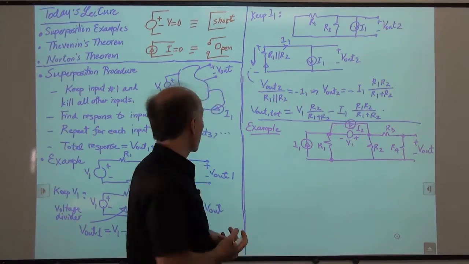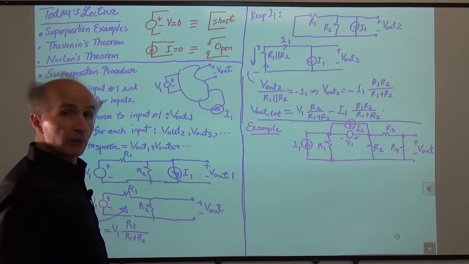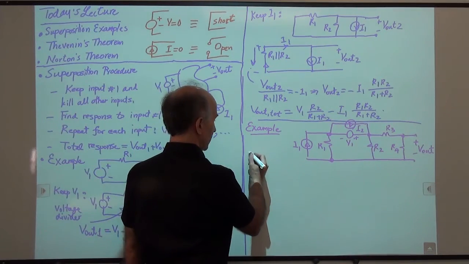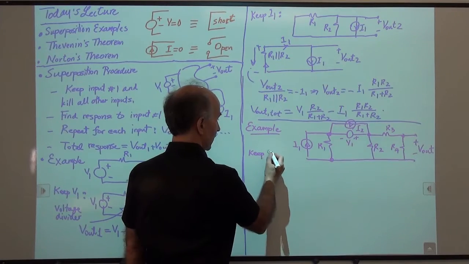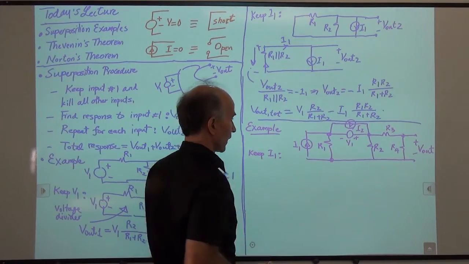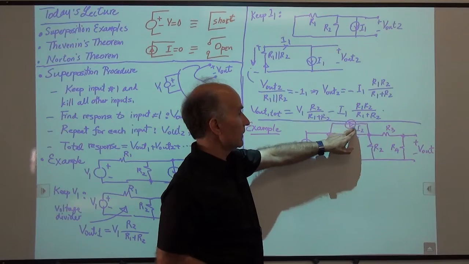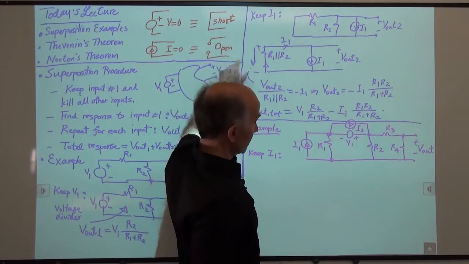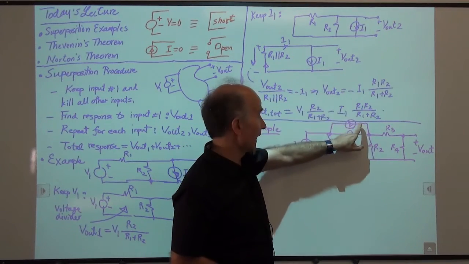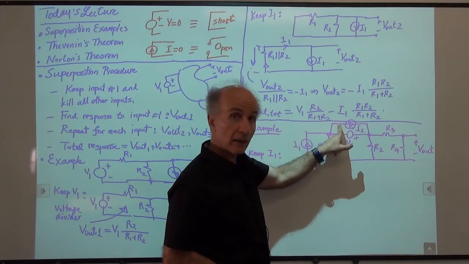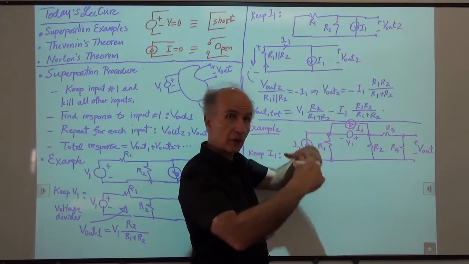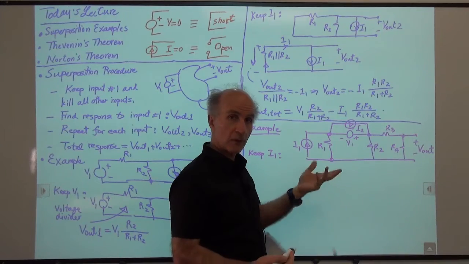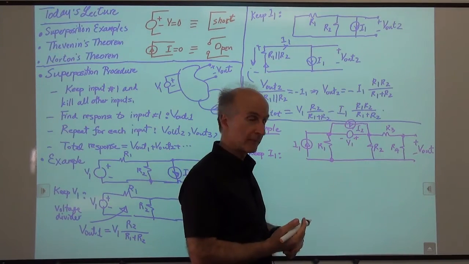All right, so as usual, we go and keep input number 1 and kill all the other inputs. Okay, so we say keep I1. So I1 is here. This has to be set to 0, I2. What does it mean? It has to be opened. So I have to take this out of here and leave these two wires unconnected. So it just becomes an open circuit. It goes out of the picture, right? This entire branch goes out of the picture because no current can flow through it.